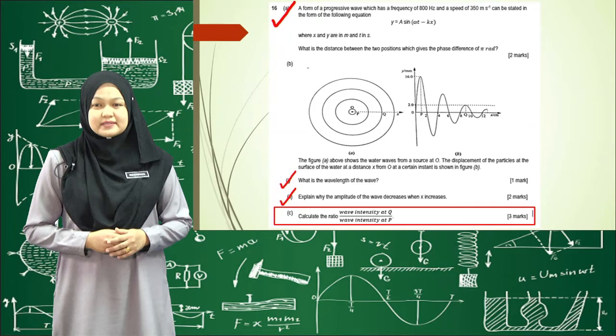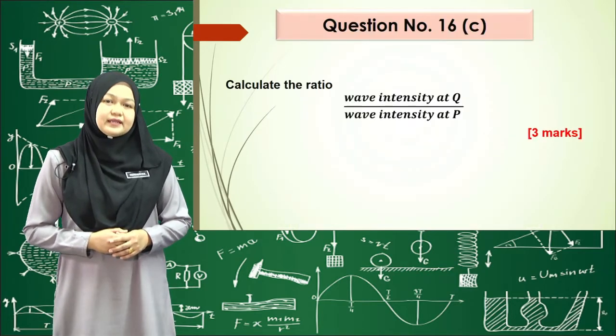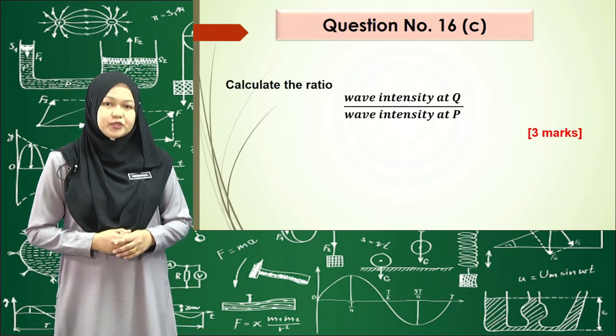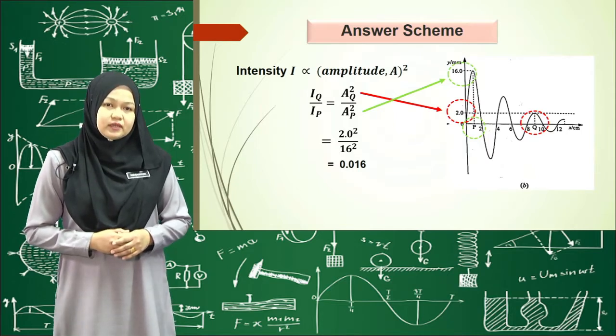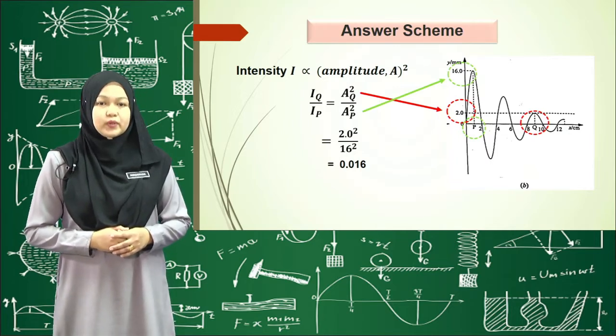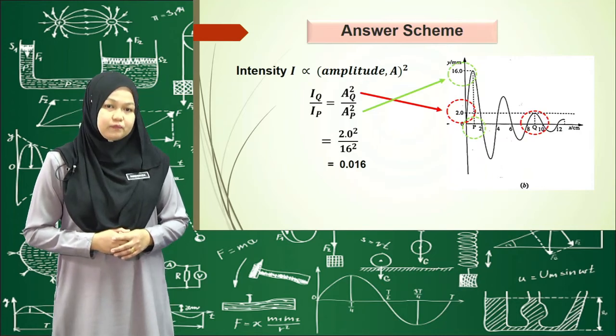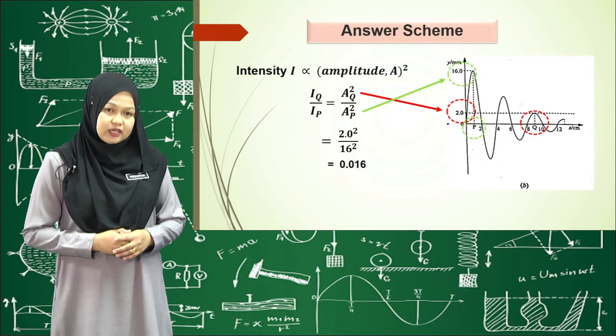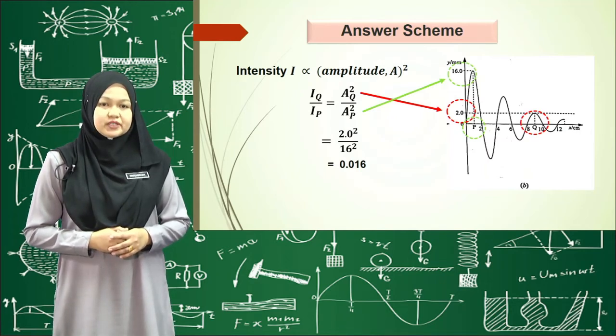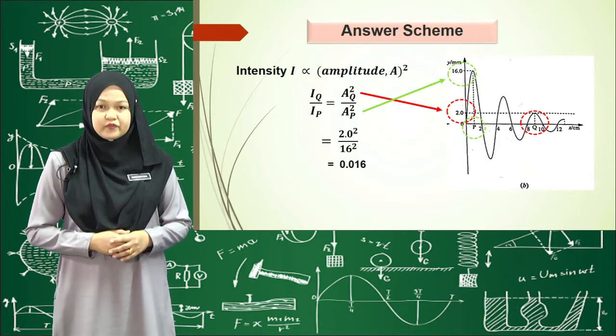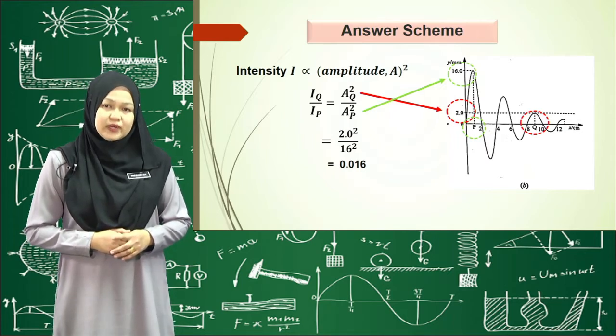Let us continue with question number 16c. Calculate the ratio of wave intensity at Q to the wave intensity at P. From the equation of the intensity, intensity is directly proportional to the amplitude square. We can see from the graph the intensity of P is 16 and the intensity of Q is 2. Then, substitute the values into the equation. We get IQ over IP equal to AQ square over AP square, and it will give us the answer of 0.016.